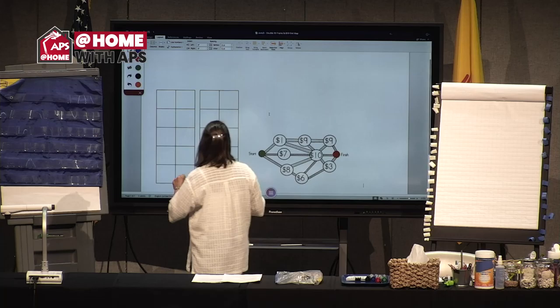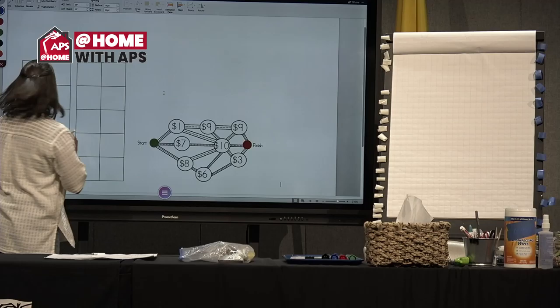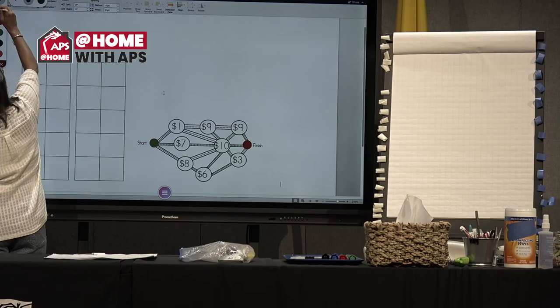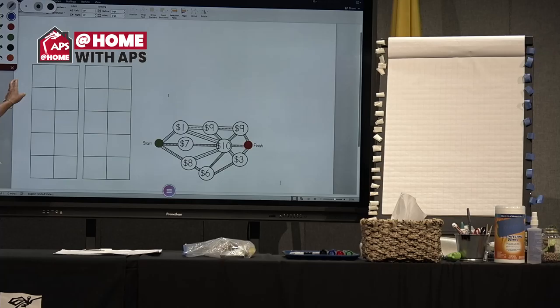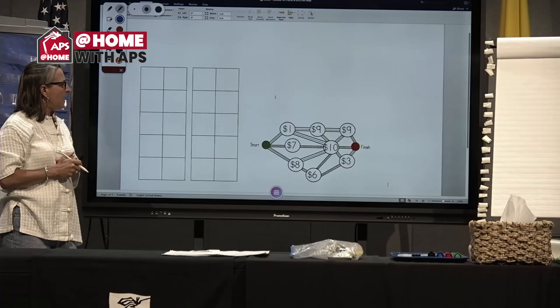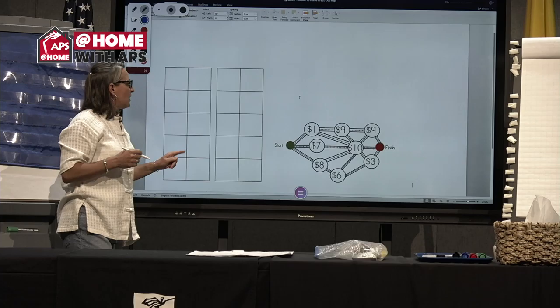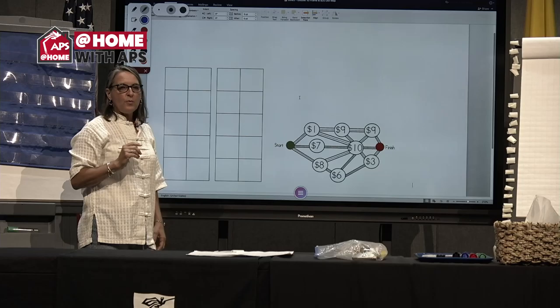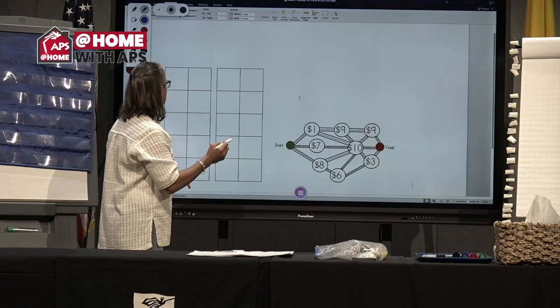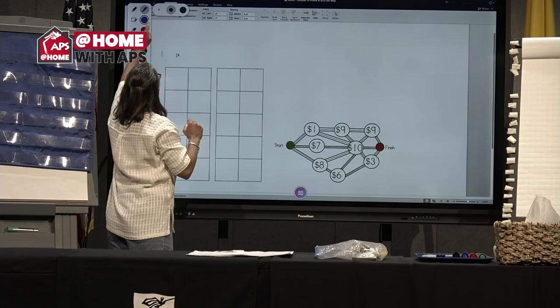Okay, so let's see now. Here's our next technology piece. Great. Okay, so we're going to use a double 10 frame to help us keep track of how close we're getting to 20. And we're going to do this really systematically so that we can keep our ideas organized. So we're going to start with the $1 dot, and we're going to work out all the ways we could start with $1. So we'll put 1 dot.